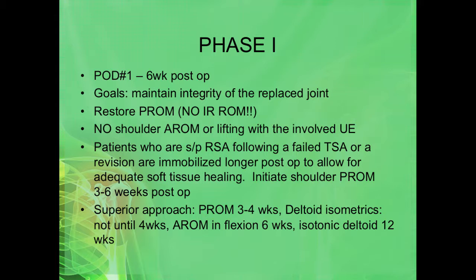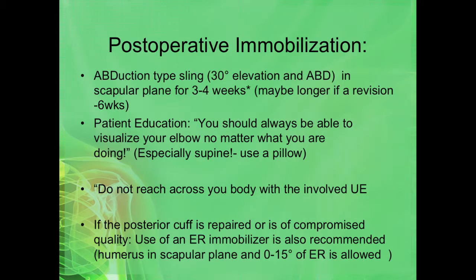If this patient had the superior approach when they go in through the deltoid, we're going to do passive range of motion at 3 to 4 weeks, and we're not going to do any kind of deltoid activity, even isometrics, until a month out. We'll do active range of motion into flexion at 6 and isotonic deltoid activity 3 months later. So it's really, really important to know your precautions. What are things that you're going to avoid and educate your patient to avoid so that they are successful. So early on, things are limited, but they will return to pretty good functional range of motion and strength.